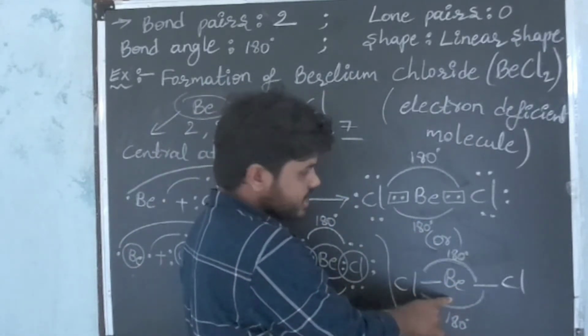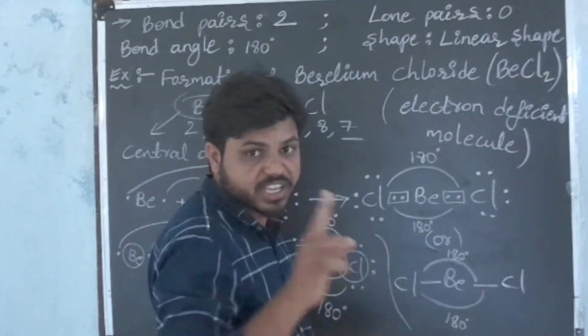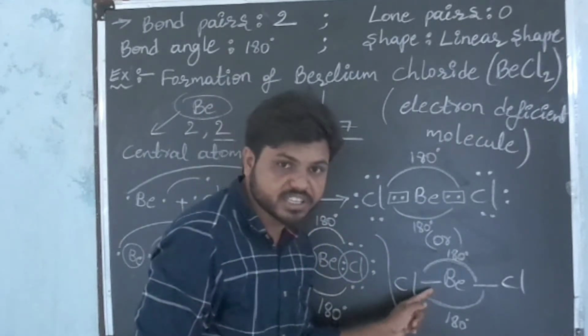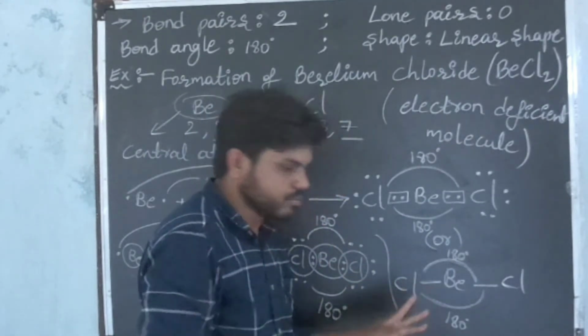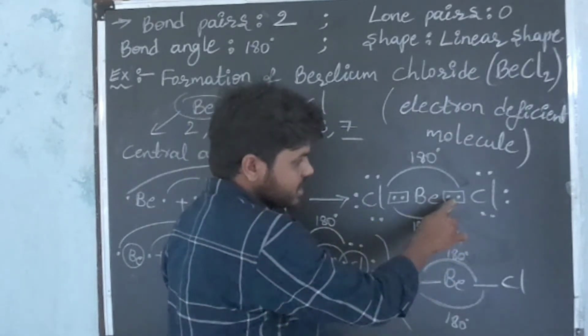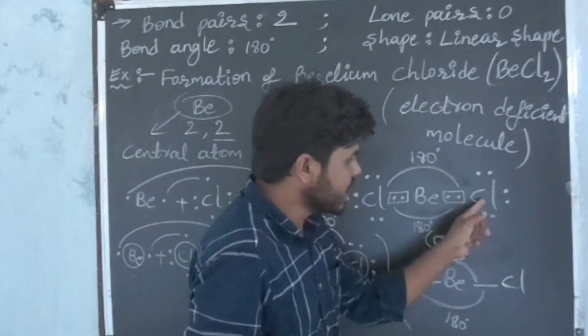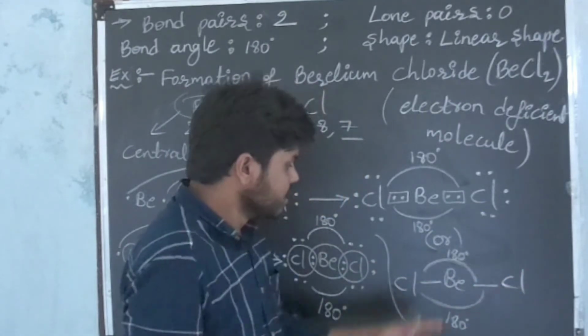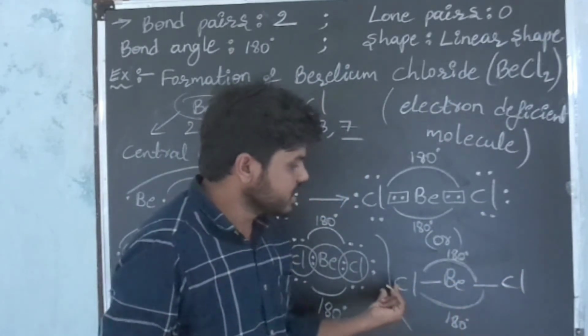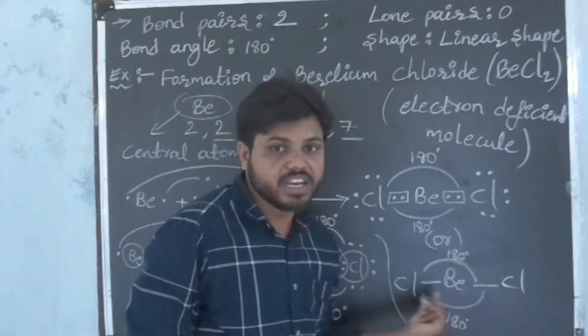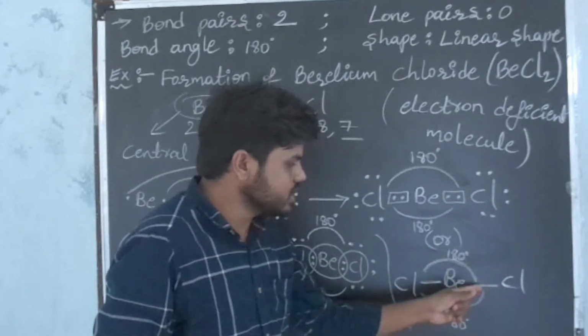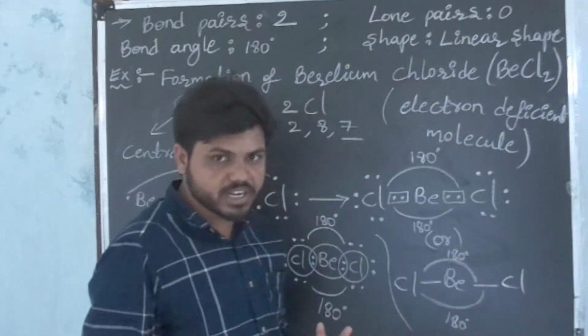Okay, this is another representation. Beryllium I have written as it is. One pair of electrons means a single covalent bond. I have written the symbol of a single covalent bond. Okay, chlorine as it is. Instead of one pair, I placed the single covalent bond symbol. I placed the same chlorine as it is. By looking at this also, we can say the shape of the molecule is linear and the bond angle is 180 degrees. Here also 180 degrees.